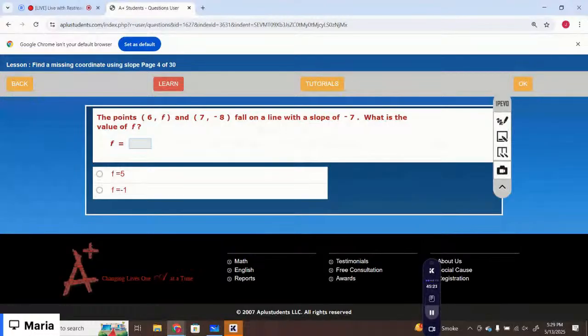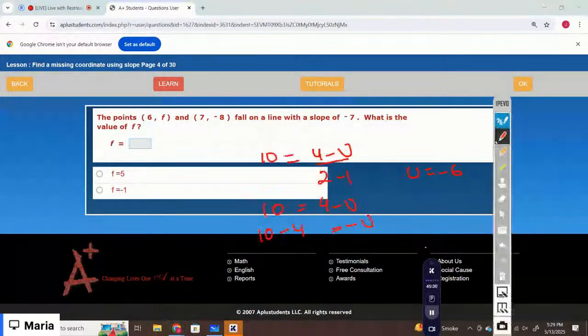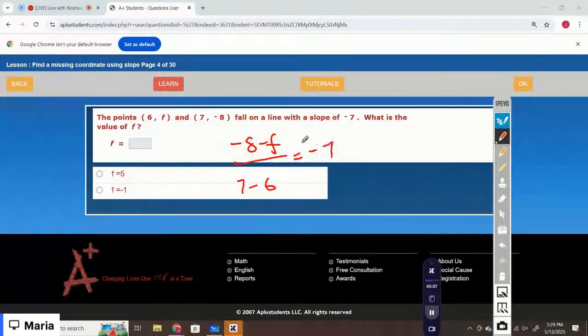The points (6, f) and (7, negative 8) follow a line with a slope of negative 7. What is the value of f? (Negative 8 minus f) divided by (7 minus 6) equals negative 7. So negative 8 minus f equals negative 7. Negative f equals negative 7 plus 8. So f equals negative 9.